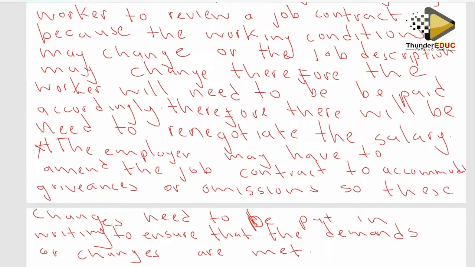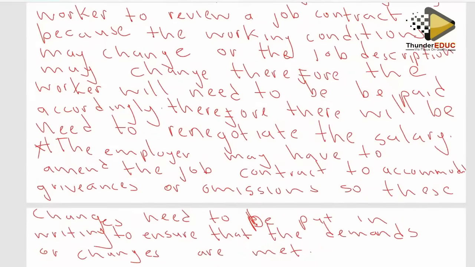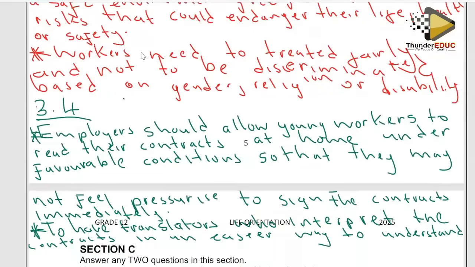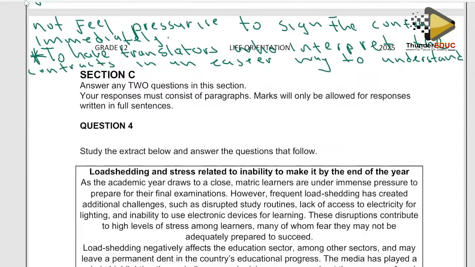So this brings us to the end of question 3, which is the last question in section B. Now we need to move on to section C, which is the section where you are supposed to choose 2 questions. Under this section, there is an extract. The instruction first says answer 2 questions from this section. Then your responses must consist of paragraphs. Marks will only be allocated for responses written in full sentences. So this is of utmost importance. You must make sure that your answers are written in full sentences. Then study the extract below and answer the questions that follow.